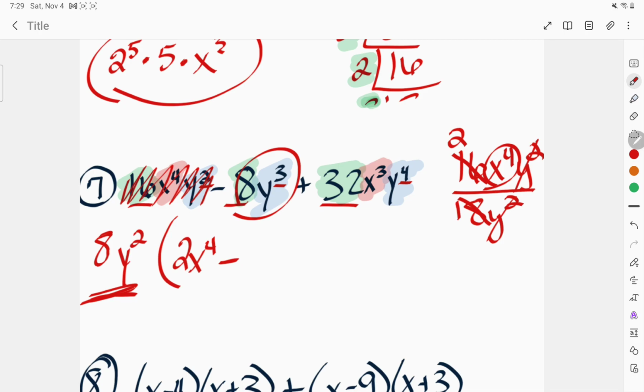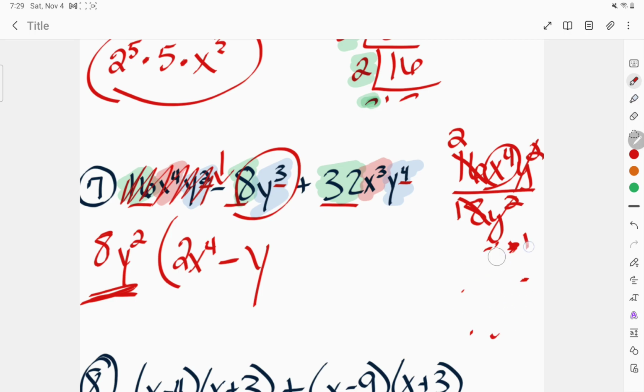So now I have negative, bringing down that negative, I have 8y to the third divided by 8y squared. So that 2 is going to go away, the y is going to go away, and that 3 becomes a 1, and the 8's cancel. Leaves me with negative y.